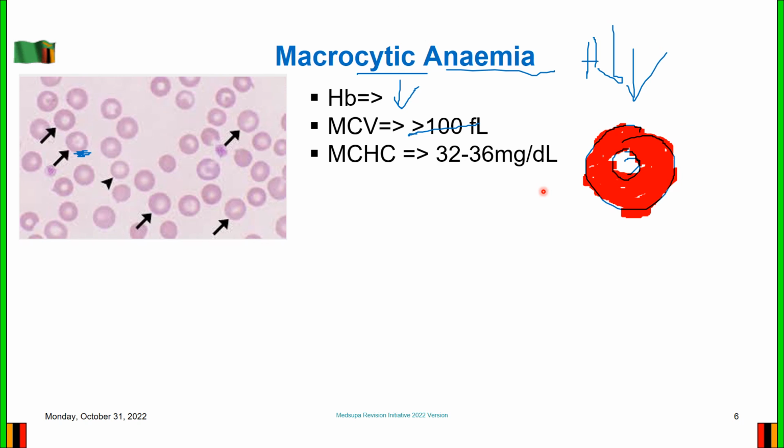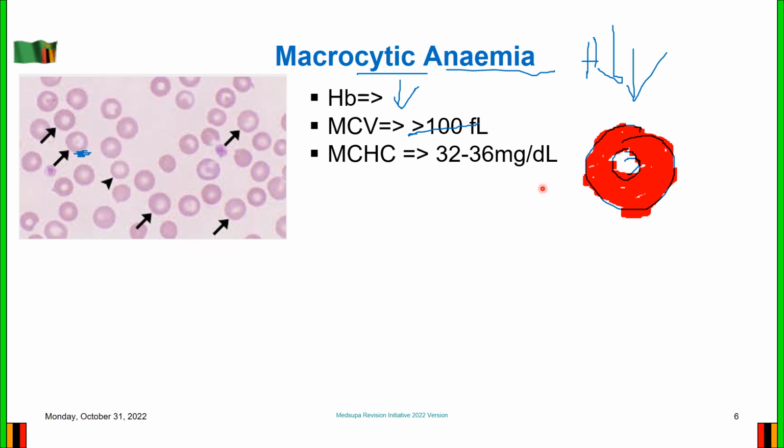Okay. Principle number 1, in macrocytic anemia, the color of the red blood cell is normal. Hence, it is normochromic macrocytic anemia. Hope this hint has been so easily understood and we are able to remember.